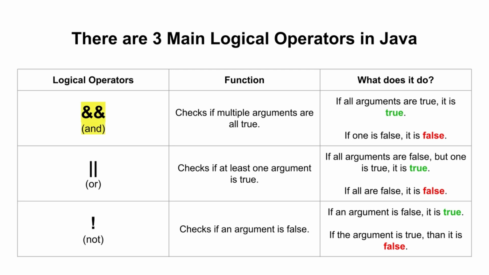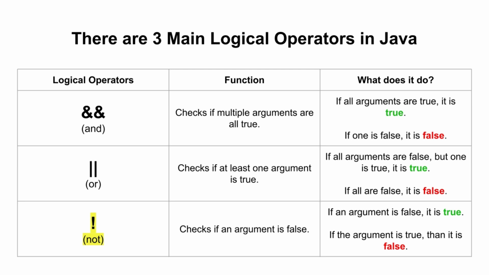The AND operator, which checks if multiple arguments are all true. It is written using two ampersand signs. The OR operator, which checks if at least one argument is true. It is written using two vertical bar signs. And finally, the NOT operator, which checks if an argument is false. It is written using one exclamation mark.